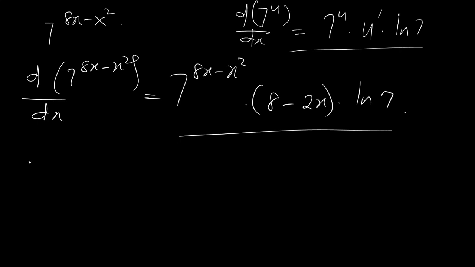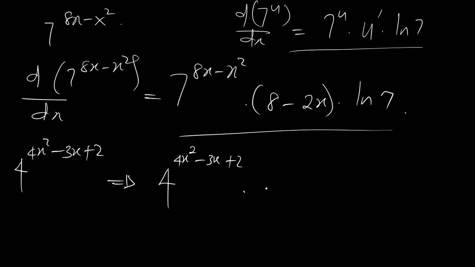Now let's say, for instance, they also give you 4 to the power 4x squared minus 3x plus 2. Now the derivative of this will just be 4 to the power 4x squared minus 3x plus 2 times 8x minus 3 times ln 4. So that is it.